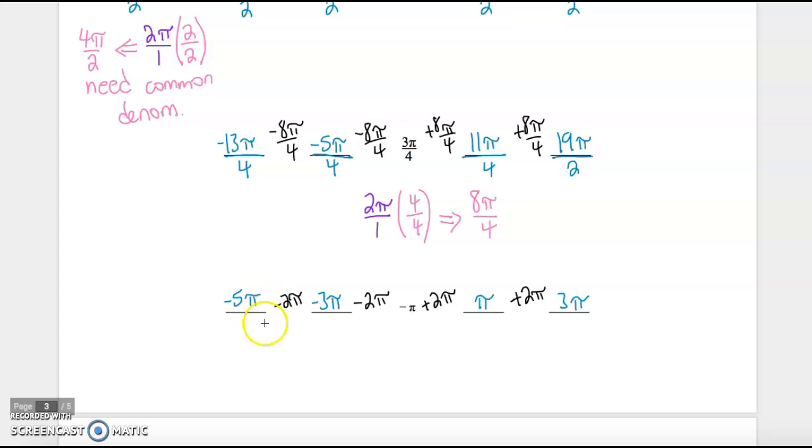So here are my 2 negative angles that are coterminal to negative pi, and then here are my 2 positive angles that are coterminal to negative pi.